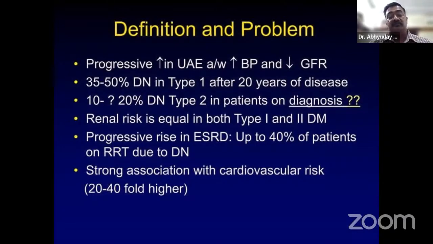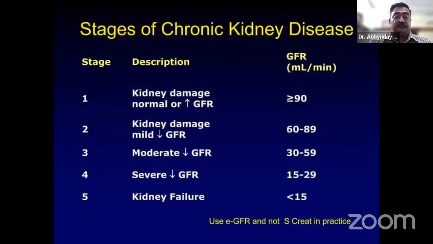And almost 40% of the patients on renal replacement therapies are due to diabetic nephropathy. And this diabetic nephropathy has a strong association with cardiovascular disease, up to 20 to 40-fold higher. So, high risk. If somebody develops diabetic kidney disease, then that patient is very likely to develop cardiovascular disease also.